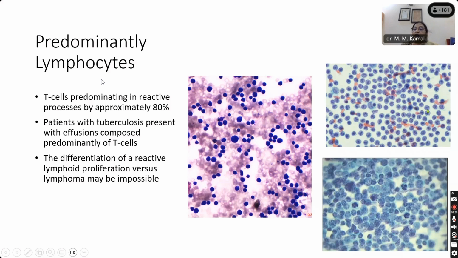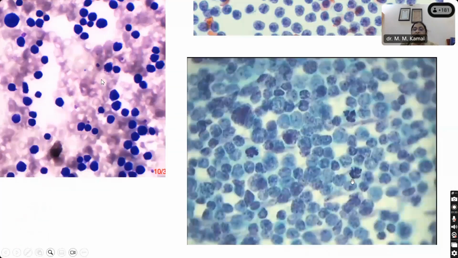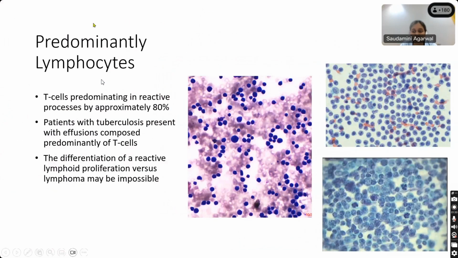Here you have a uniform, monotonous population. Here again, you are seeing a monotonous population, but then here you can see some mitotic figures as well. So what do you think this could be? Ma'am, this could be a lymphoproliferative process because of the presence of these mitotic figures, especially atypical mitotic figures, multipolar atypical mitosis. So when a smear is dominated by lymphoid cells, you have to be very critical.